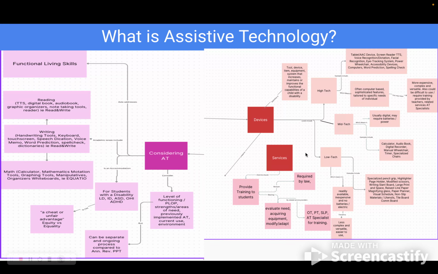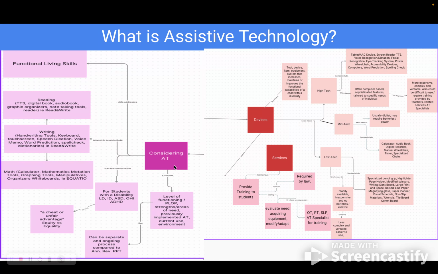As I previously mentioned, related service providers need to provide training to their students because, one, it's required by law, and two, the student needs training so that they can effectively use the new technology. As related service providers provide training to students, they need to evaluate the student's need for AT, acquire the necessary equipment, and modify and adapt curriculum and the AT to the student's individual needs. Related service providers include occupational therapists, physical therapists, speech and language pathologists, and assistive technology specialists.